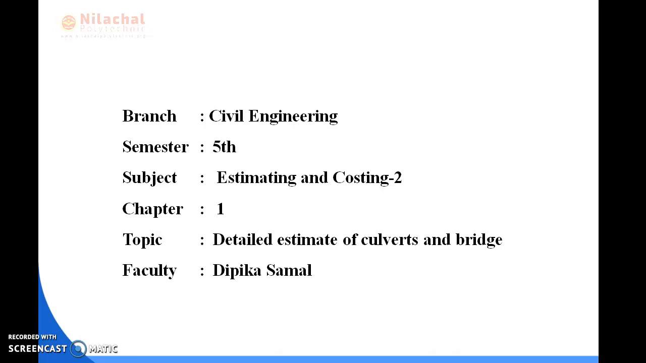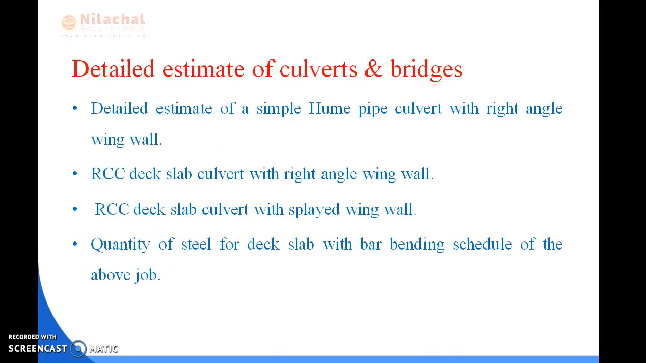In estimating 2, we calculate irrigation structures, bridges and culverts, and railway sections. Then we discuss the first chapter, chapter number 1, detailed estimate of culvert and bridge.